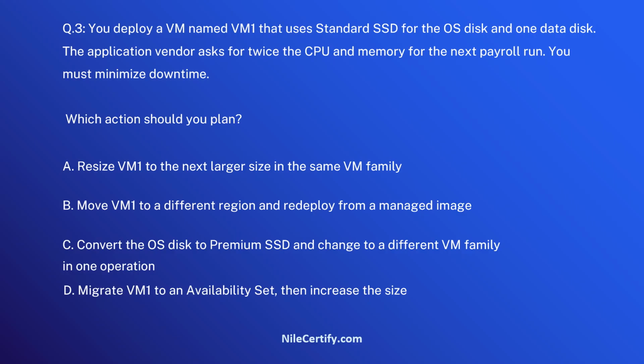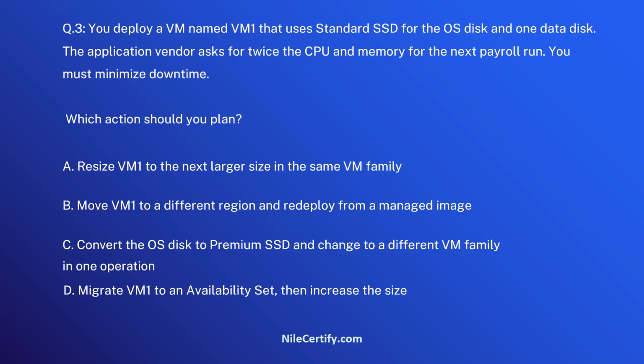Let's continue reviewing the other options. Option B, move VM1 to a different region and redeploy from a managed image. This is a heavy move because you would have to capture an image and redeploy, reassign networking, possibly change dependencies, and accept a longer outage window. It does not fit the minimized downtime requirement because region moves are for strategic locations, not quick capacity bumps for the next run. So this option doesn't make much sense.